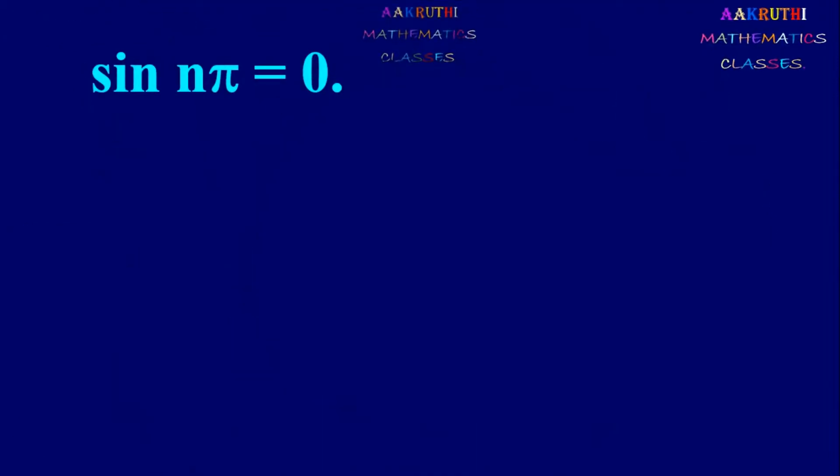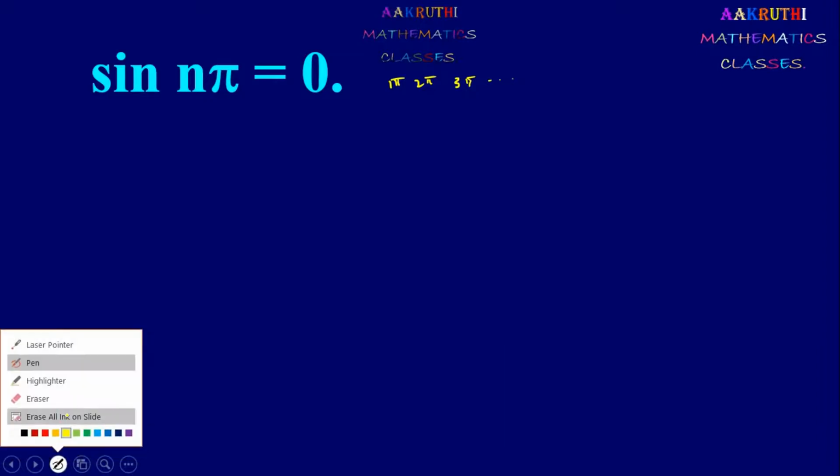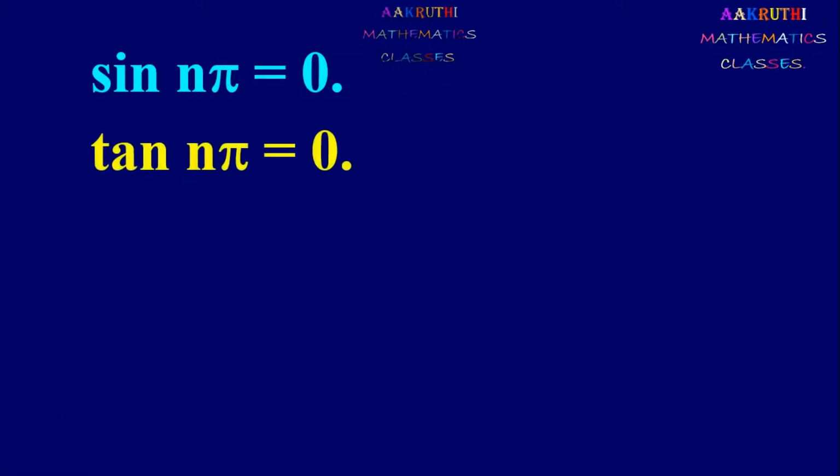So next we know that sine of n pi equal to 0. That is, n pi means 1 pi, 2 pi, 3 pi like that, so all multiples of pi, 180 degree. So sine 0 is 0, sine 180 is 0, sine 360 degree is 0. So all multiples of pi, 1 pi, 2 pi, 3 pi, 4 pi like this. So sine of n pi equal to 0. Next, tan of n pi is 0. Same as sine n pi equal to 0, tan of n pi is also 0.